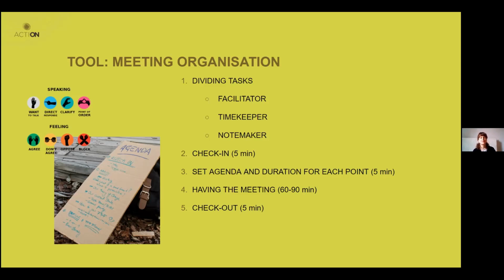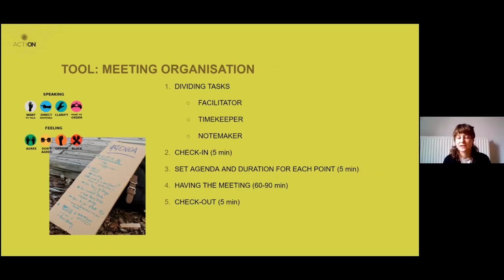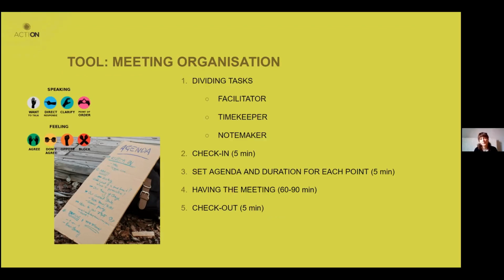And then we would start the meeting, and it would first begin with a check-in where you have the chance to quickly tell the others in the group how you feel and how you come to this meeting. Also, it's good to understand the needs of the whole group and have a better overview of the group dynamics.